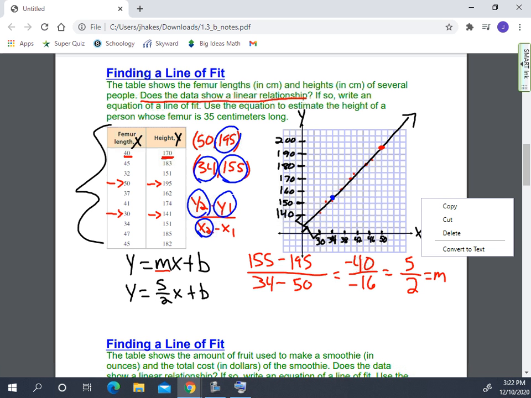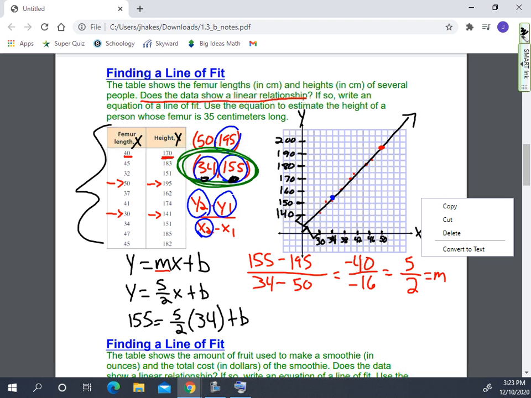How can we find b? What we can do is take one of our points. I'm going to take 34 and 155. I'm going to take those 2 points and plug them in to x and y. So 34 was x. So our new equation is going to say 155, because that was y, is equal to 5 over 2 times 34 plus b.